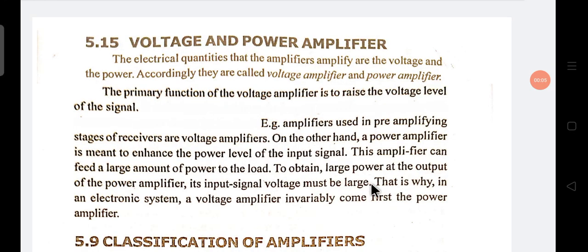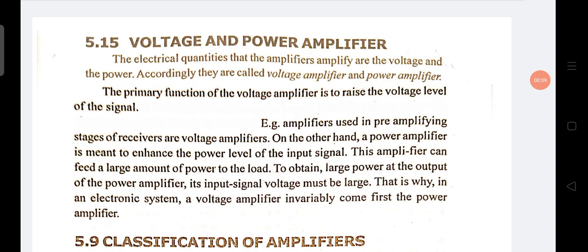In today's class, we are going to discuss the voltage and power amplifier. What do you mean by voltage amplifier? The name suggests that it amplifies only voltage. So the voltage amplifier is a circuit or a device which amplifies the voltage. In input we give a small voltage signal, and in output we get a high voltage signal. That is called a voltage amplifier.